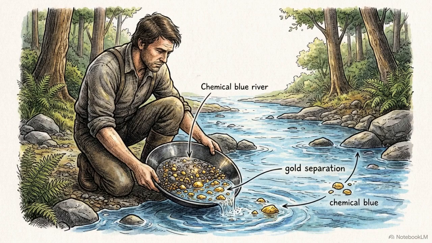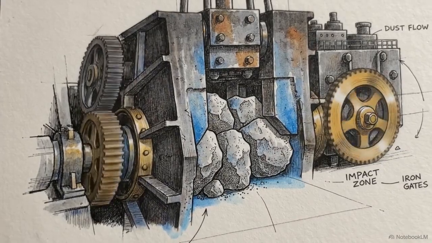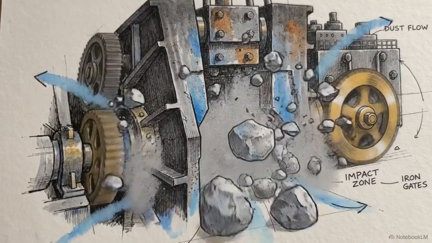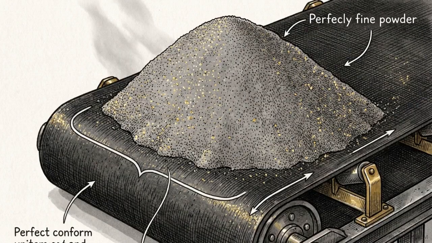When you picture gold mining, you probably imagine someone panning for shiny nuggets in a river. But modern gold extraction looks more like this industrial rock crusher. To get to today's gold, we have to pulverize large boulders into a fine, uniform dust just to isolate microscopic trace amounts of the precious metal.